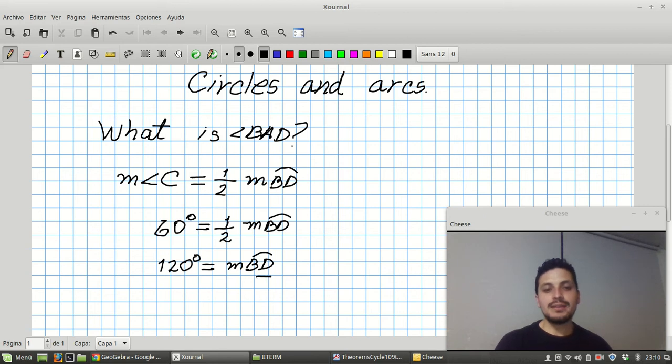Okay, and this arc is the same as the central angle. So the measure of the angle A is just 120. Okay, and this is what I used. What did I use? I used just the theorem. I found the theorem that works for me, and then I solved the situation. Okay, let's see another example.